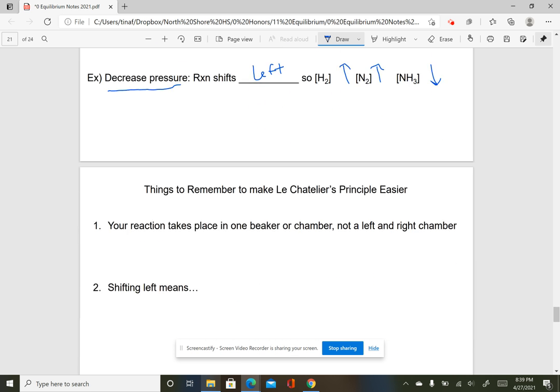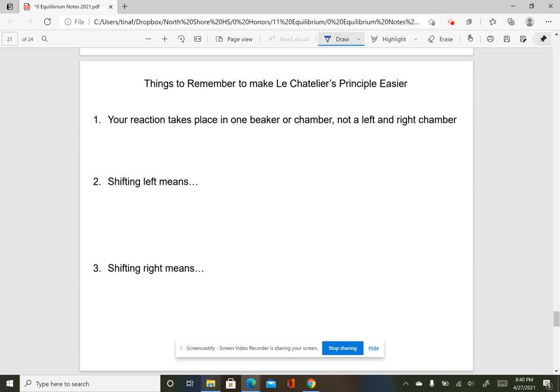Just to summarize, things that are important to know. Everybody kind of thinks of this as going on inside of two containers, like a left one and a right one. All of these reactions are taking place inside of one beaker or one vessel, one chamber. So you're not doing something to the left side or doing something to the right side. You're messing up the whole reaction, and then it shifts to either side to kind of fix itself. So that's something that I feel like is usually imagined incorrectly.